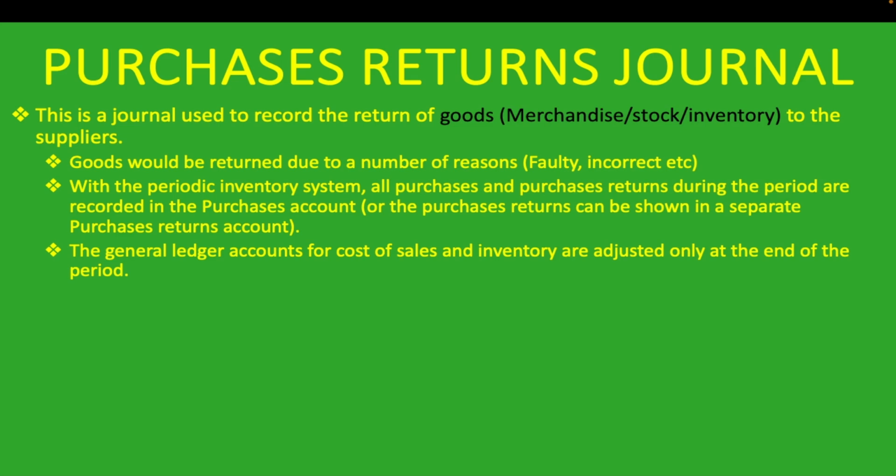But if you're using the perpetual inventory system, of course, you will know at any point in time how much my inventory is and how much my cost of sales is. But with the periodic, only at the end of the period would you have that reconciliation or adjustment. Okay, so what does our purchases returns journal look like?